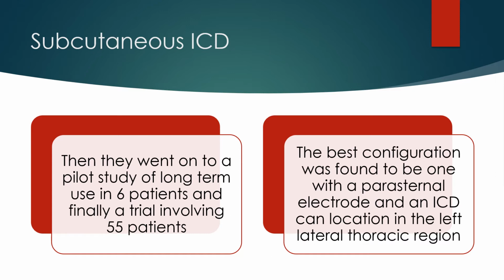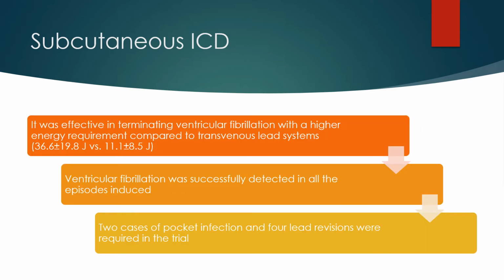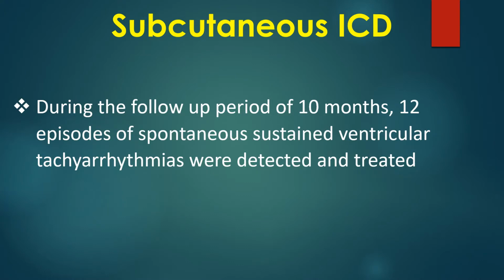The best configuration was found to be one with a parasternal electrode and an ICD can located in the left lateral thoracic region. It was effective in terminating ventricular fibrillation with a higher energy requirement compared to transvenous lead systems. Mean of 36.6 joules versus 11.1 joules. Ventricular fibrillation was successfully detected in all the episodes induced. 2 cases of pocket infection and 4 lead revisions were required in the trial. During the follow-up period of 10 months, 12 episodes of spontaneous sustained ventricular tachyarrhythmias were detected and treated.